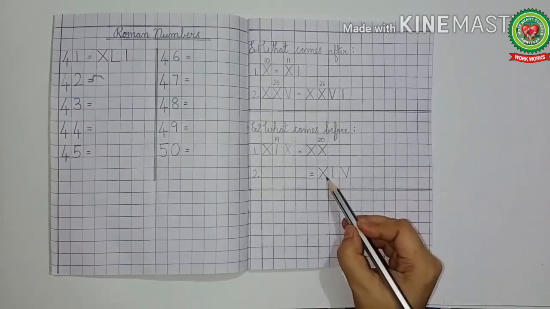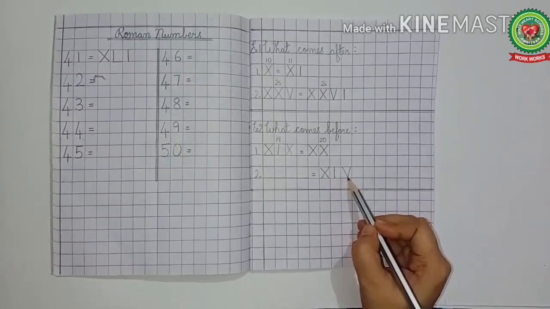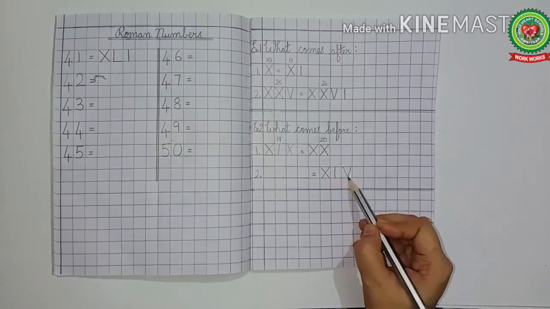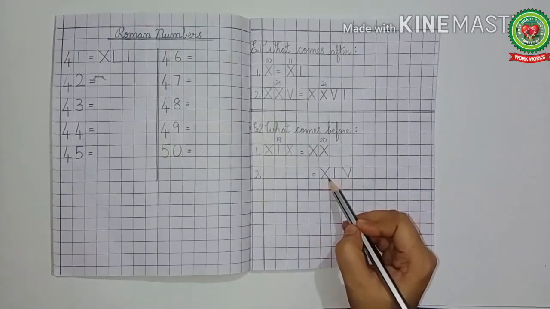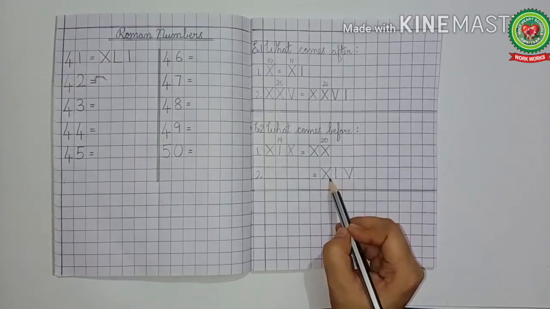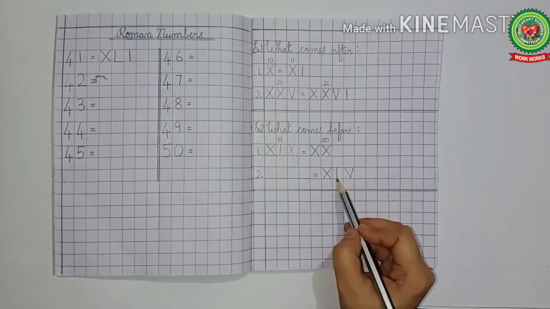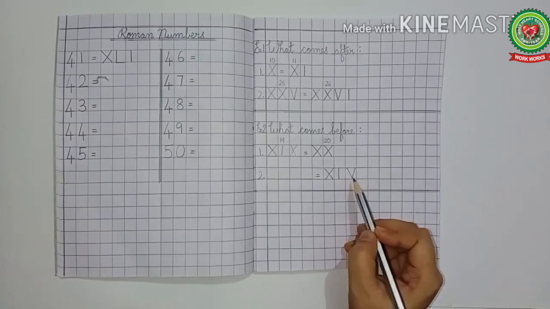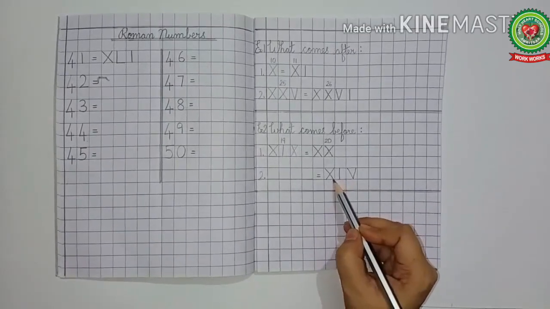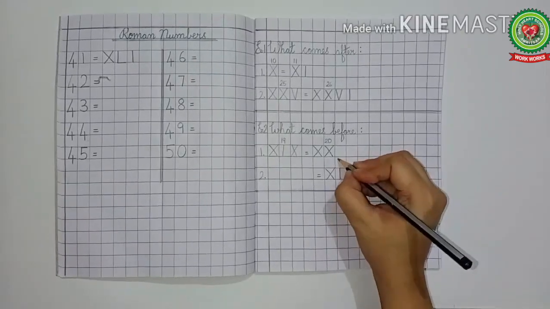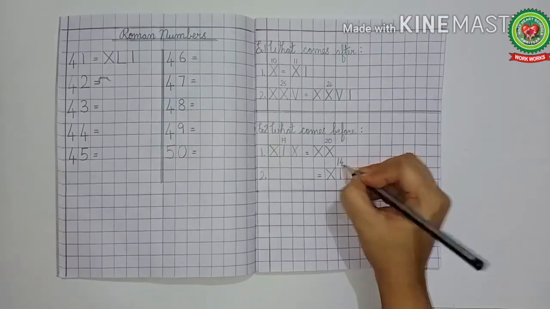That is X, I, V. Now what does XIV mean? This number is 14. How do we know it is 14? Because X means 10 and IV means 4. 5 minus 1 is 4. That means we know that this number is 14. 10 plus 4 is 14.